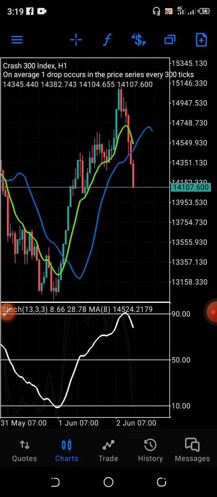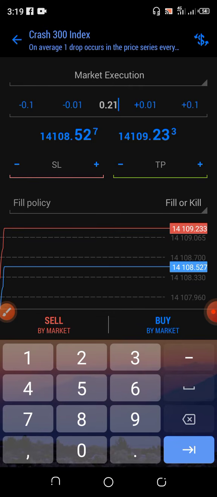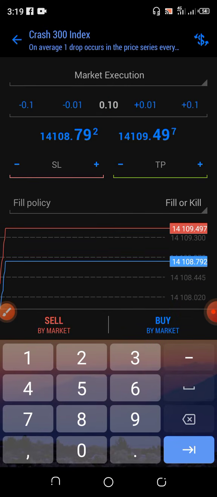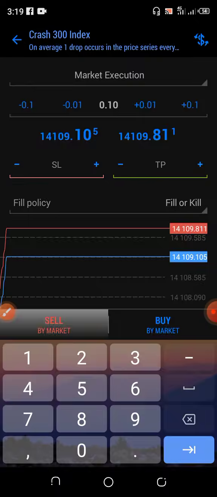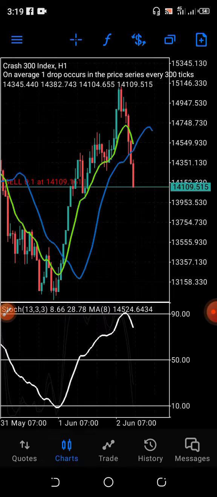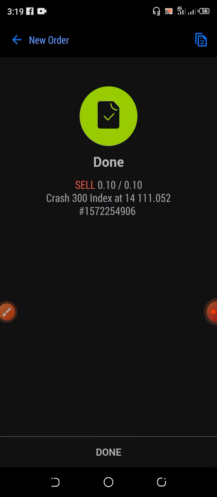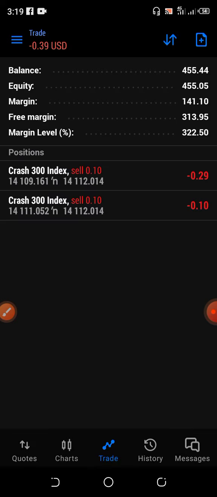I'm going to take a trade on Crash 300. I'm catching spike, so I'm taking sell. All right, I want to take sell. Let me take 2 positions while we talk.